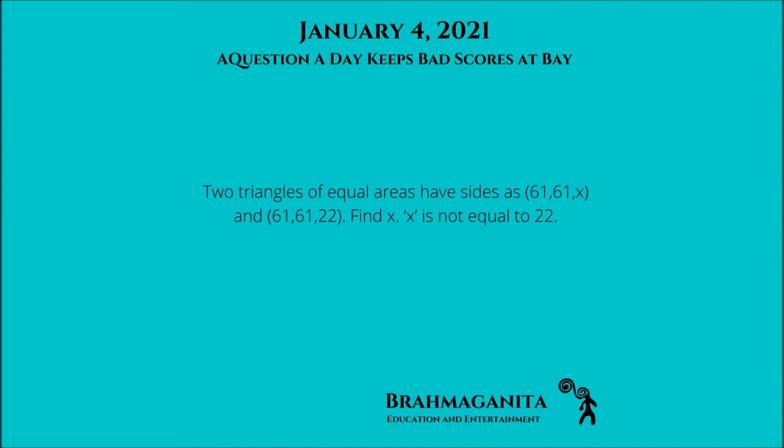On January 4, 2021, we asked a question on our Instagram and Facebook pages. The question goes like this. Two triangles of equal areas have sides as 61, 61, x and 61, 61, 22. Find x. x is not equal to 22.